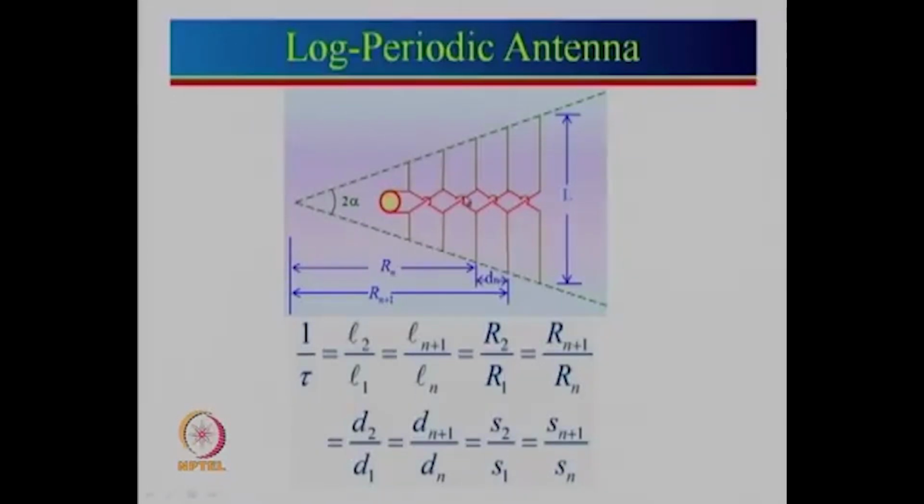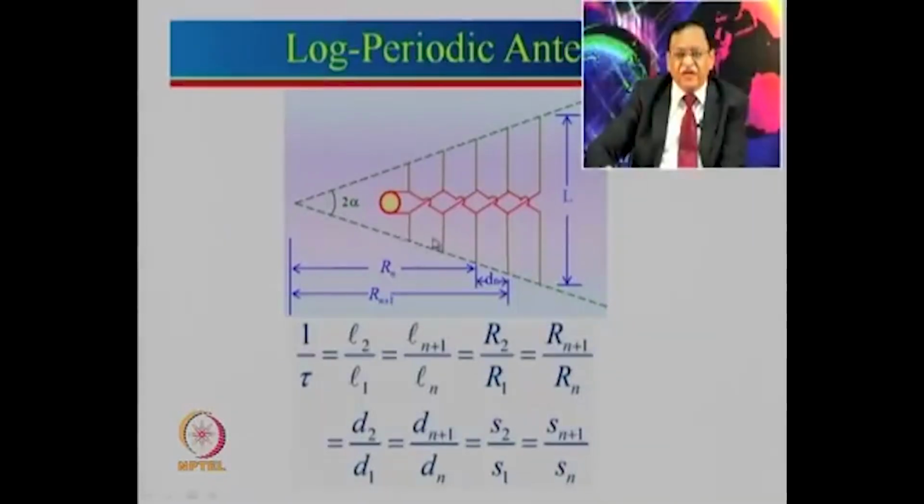Here all the elements are being fed with a 180 degree phase difference. Also the length of these dipole antennas varies in a logarithmic manner. Even the spacing between the different elements varies in a logarithmic manner. Ideally, even the diameter of these dipole antennas should vary in a logarithmic manner. So there is a ratio here. L2 by L1 is defined as 1 by tau, and that is known as the log periodic ratio.